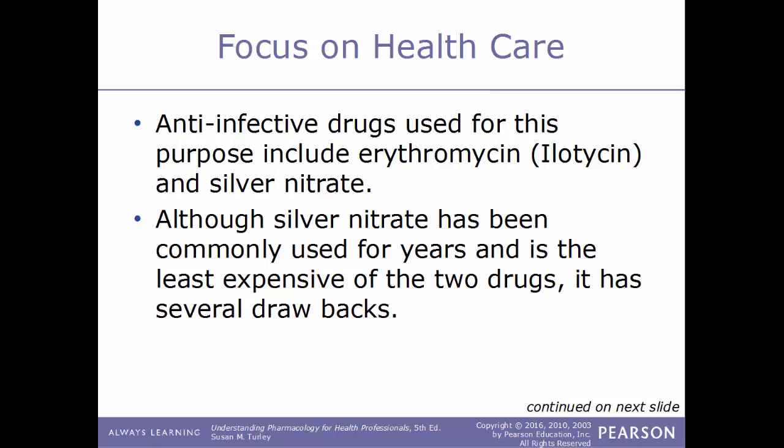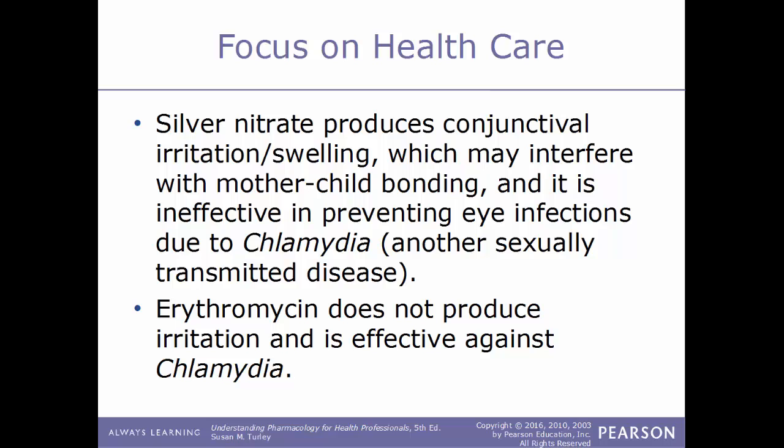Now, although silver nitrate has been commonly used for years and is the least expensive of these two drugs, it has several drawbacks. Silver nitrate produces conjunctival irritation and swelling, which may interfere with mother-child bonding, and is also ineffective in preventing eye infections due to chlamydia, which is another example of a sexually transmitted disease. Erythromycin does not produce irritation and is effective against chlamydia.